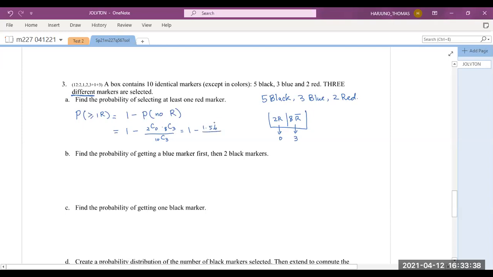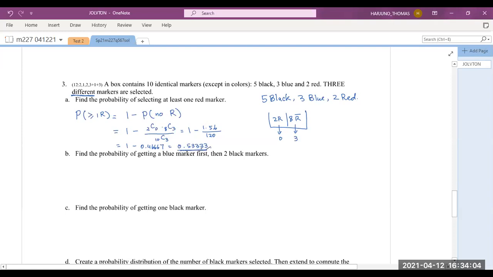10 choose 3, 120. So that's 1 minus 56 over 120, which is what? 0.46667, which is 0.53333.